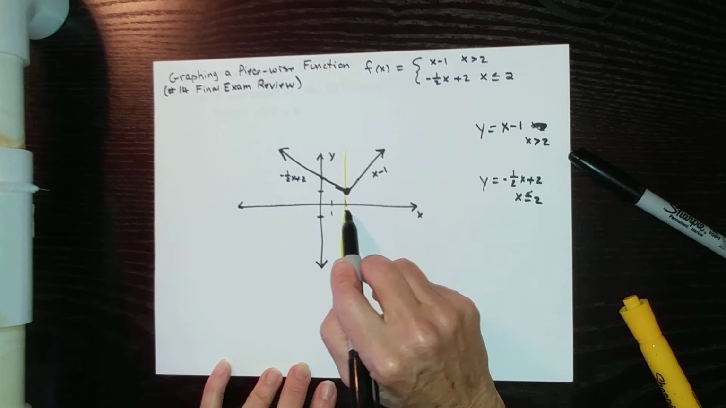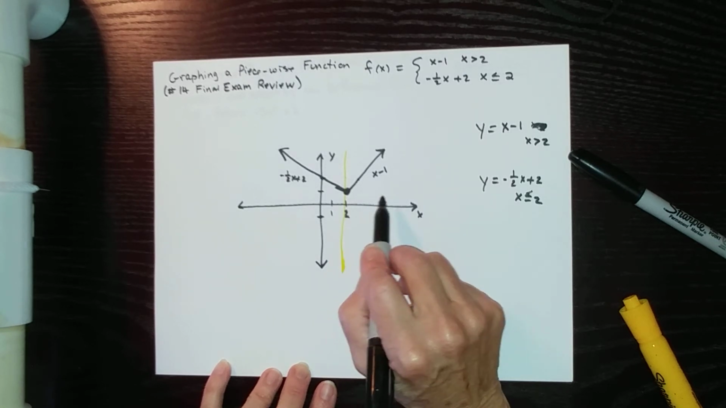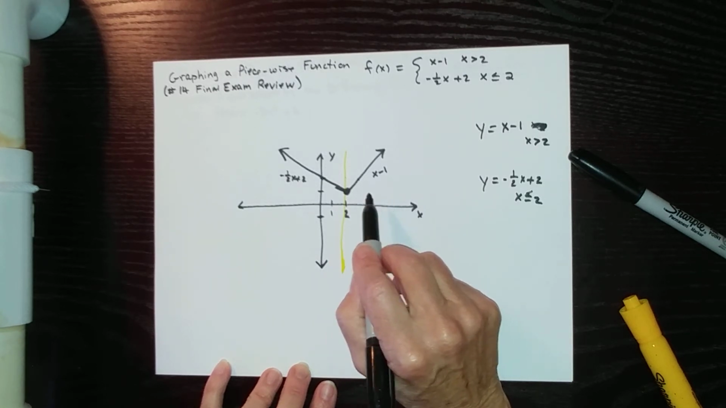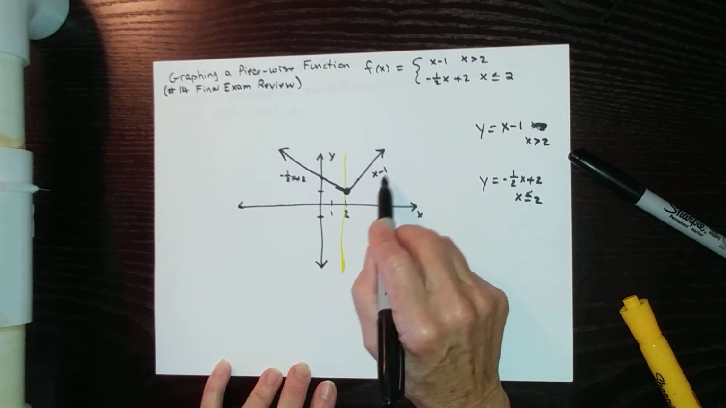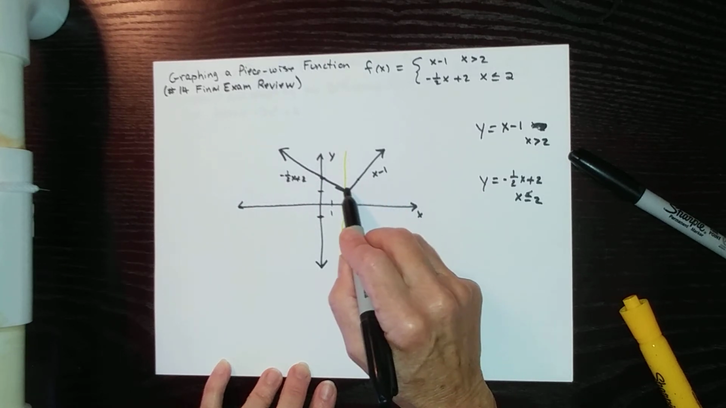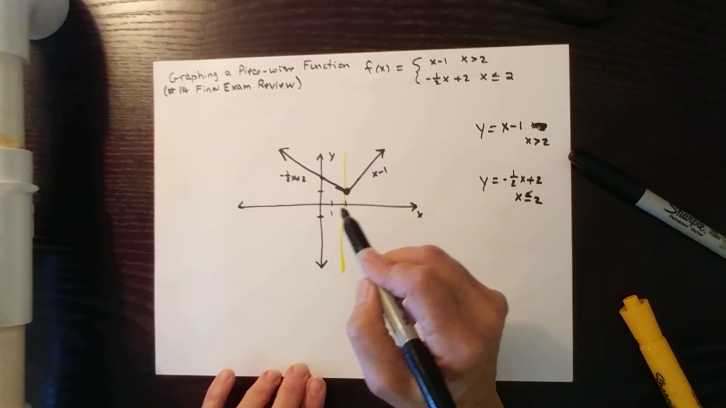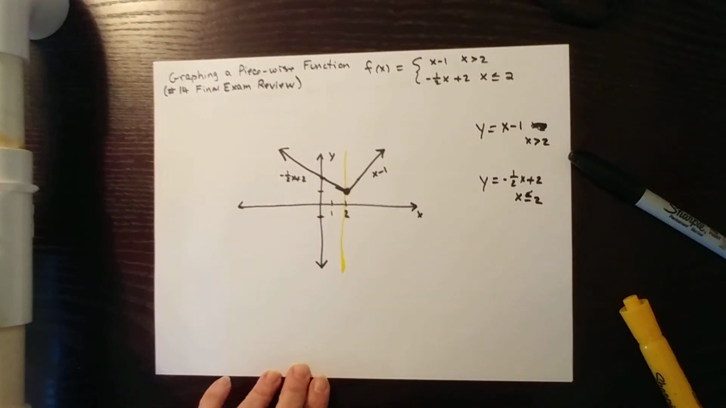But on the right side, from 2 to the right, greater than 2, it's x minus 1. And so really this would have an open circle, but it was already filled in because they happen to coincide at the same point. Okay.